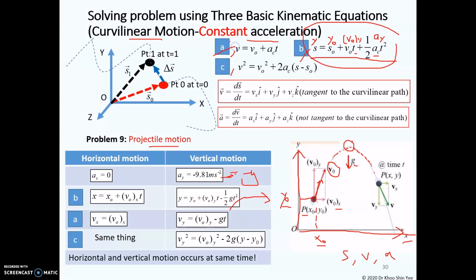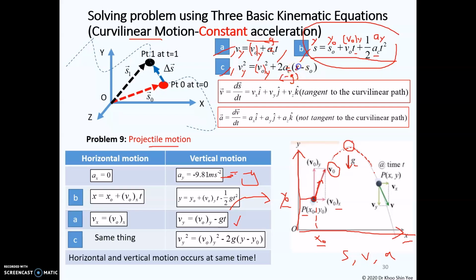By using equation A, the velocity y component is equal to the initial velocity y component, and then the acceleration in the y component is negative g. By substituting all the information, you should obtain this equation. By using the same approach, you substitute the y component into equation C. So v here becomes vy, v0 becomes v0y, and a becomes ay, which is equal to negative g.